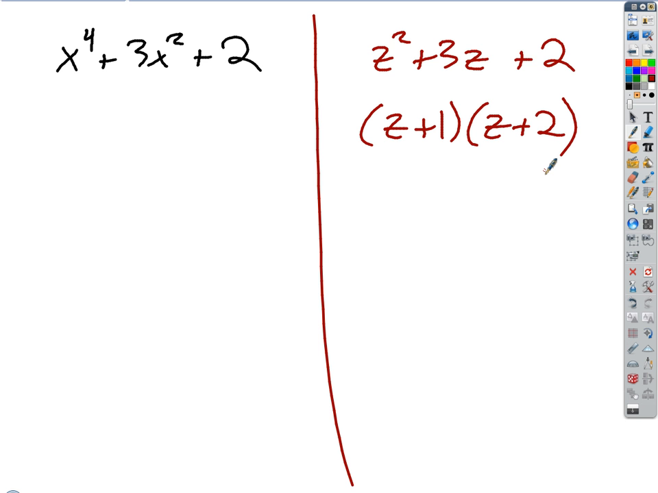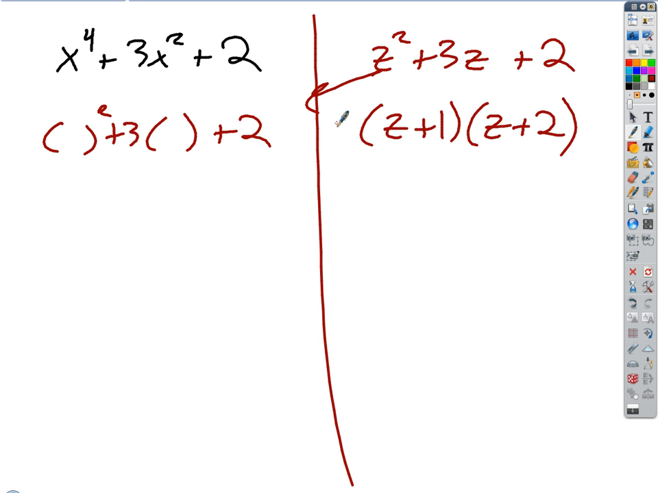That one really is the same pattern though, isn't it? What's the difference though? Here we just had something squared plus 3 times something plus a constant. Here we've got something to the 4th plus 3 times something squared plus a constant. But the coefficients are all the same. So how could we have grouped this so it looked like a quadratic pattern? How could we have written this as something squared plus 3 times something plus 2 so it matched the form that we were used to in chapter 5? What would the somethings have to be?